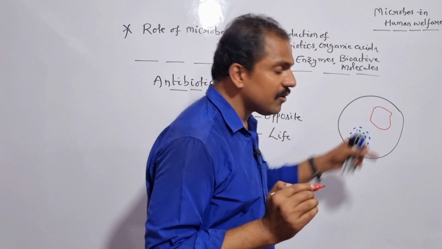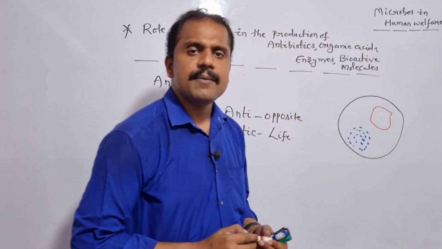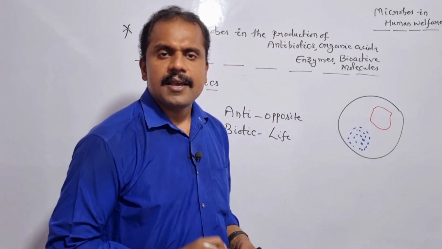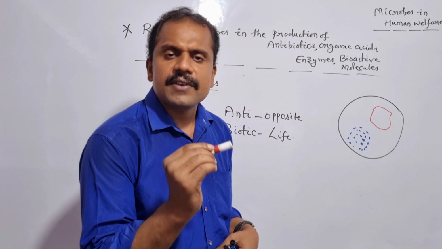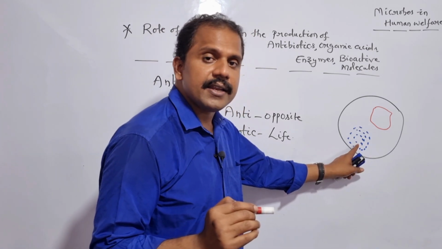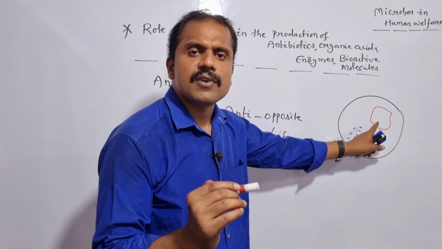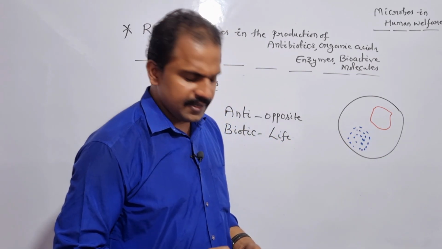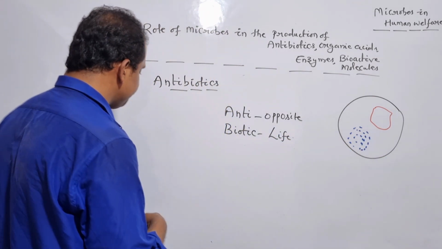Because the particular mold secretes a specific chemical substance termed penicillin. Because of the secretion of this chemical substance termed penicillin, all the Staphylococcus bacteria were unable to move towards the particular mold. Is it clear? So let me write it on the board.